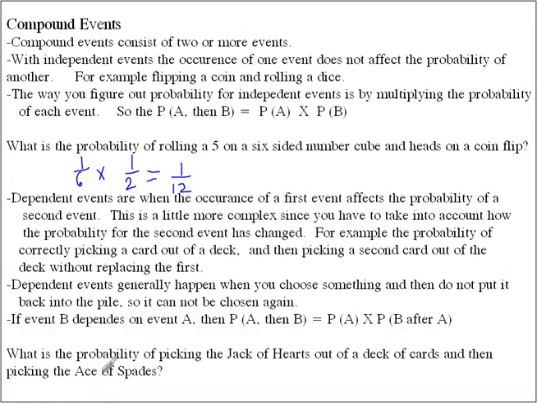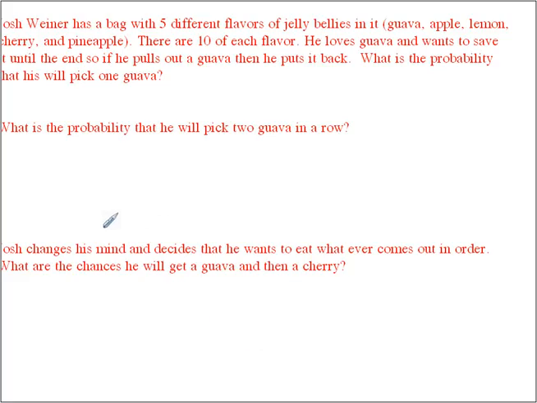So what's the probability of picking the Jack of Hearts out of a deck of cards and then picking the Ace of Spades? If you're not putting them back, the probability of picking the Jack of Hearts is 1 out of 52. And what's the probability then of picking out the Ace of Spades? Well, you no longer have 52 cards. You took one out, so it's now 1 out of 51. We multiply 52 times 51, and we end up with the actual probability, which in this case is 1 over 2,652.